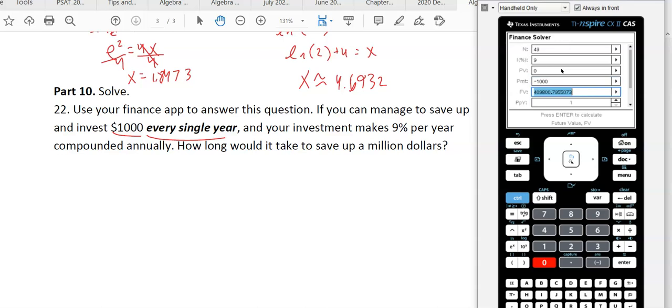Future value is your goal. You want $1,000,000. That's positive money because I'm going to get that money at the end. I pay money into the investment. I get money at the end. How often is it compounded? Annually, so this would be 1. And the question is how long will it take? We're going to solve for n. That's multiplied by 1 because C/Y is 1, so it is actually the number of years.